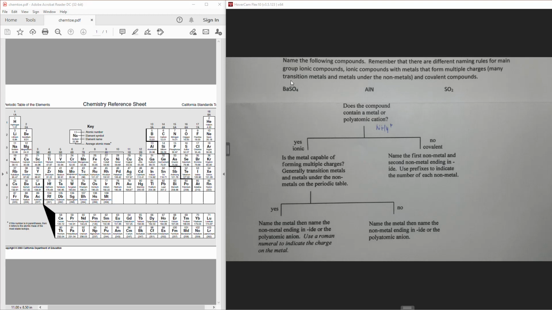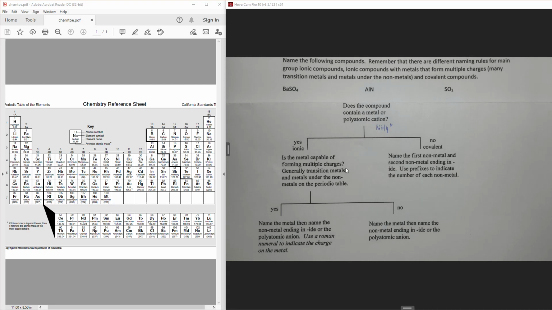The first thing we have is BaSO4. The first question is, does the compound contain a metal or polyatomic cation? Note that the metal or NH4 plus will be written first. So the first thing is barium. You may know barium is a metal, but if you're not sure, find it on your periodic table. You find barium right there, and it's a metal. So the answer is yes.